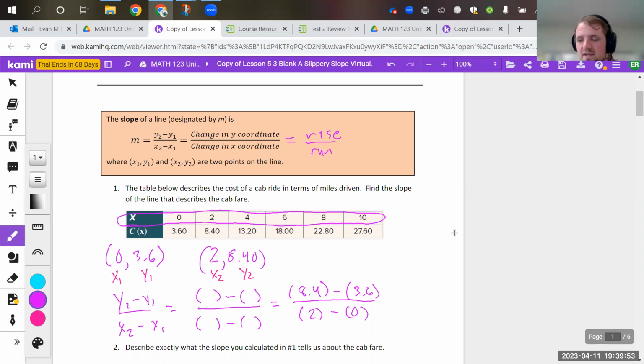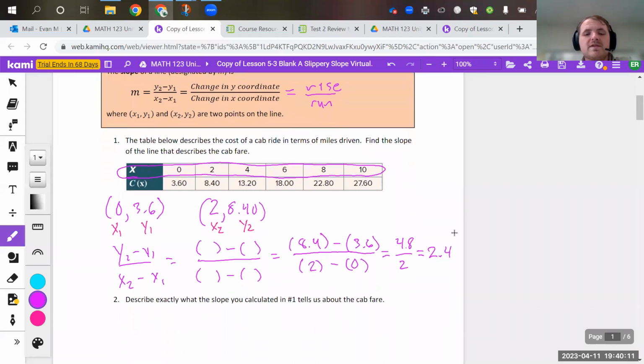So when you subtract those, on top you get 4.8, and on bottom you get 2. A lot of times people, in their rushing, just jump to 4.8 as the final answer, but you still have to divide that by 2 to get 2.4. And so to interpret what that means, we're going up by 2.4 for every mile. And so notice these miles go up by 2, but it does not go up by 2.4. It actually goes up by 4.8.